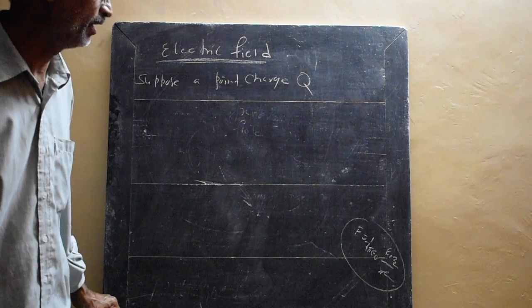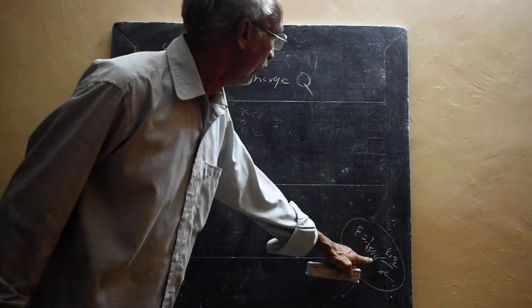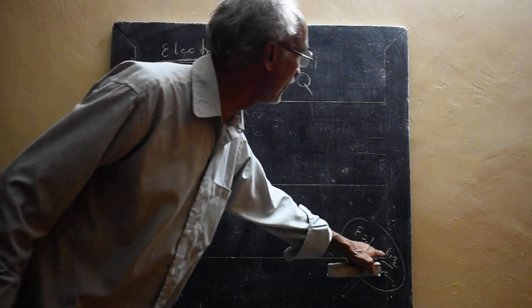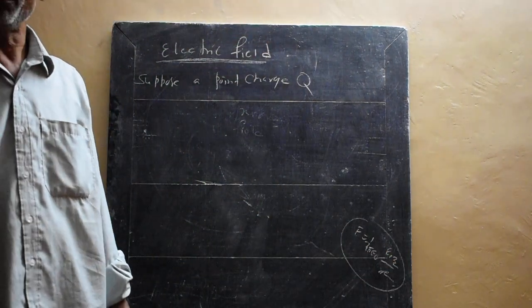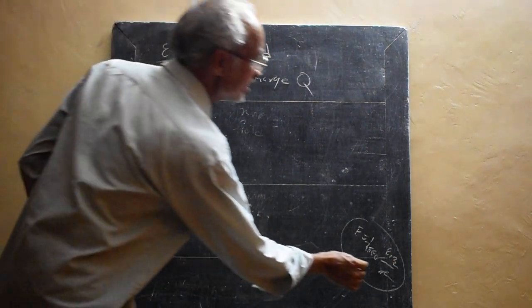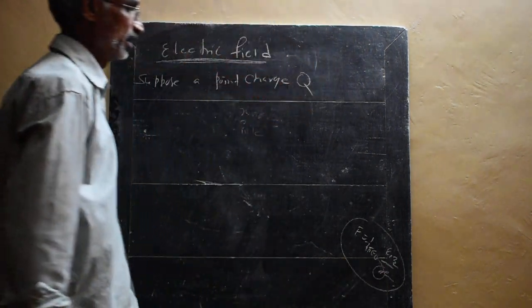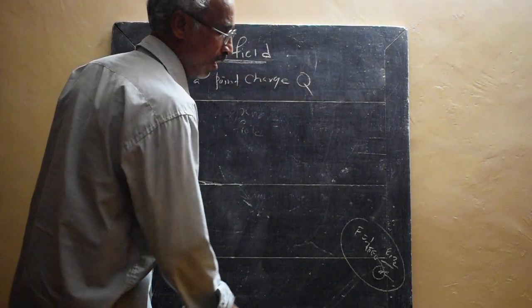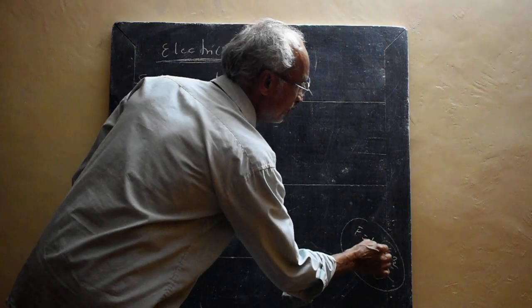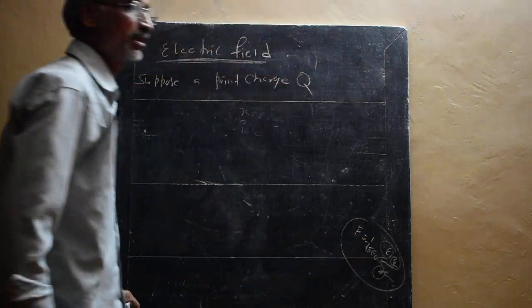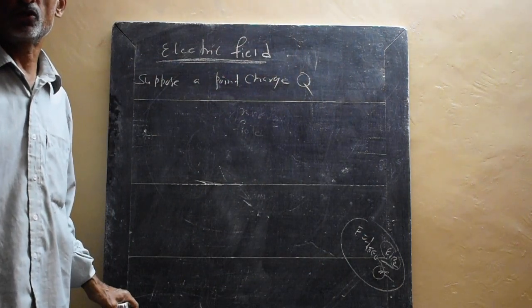It is already studied, where Q1 and Q2 are the two point charges. What do you mean by point charges? The distance R between the charges is very large as compared to the dimension of these charges, as compared to the size of those two charges Q1 and Q2.